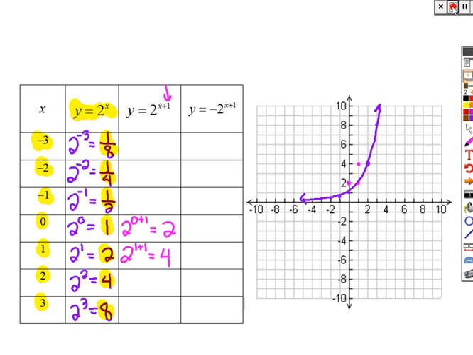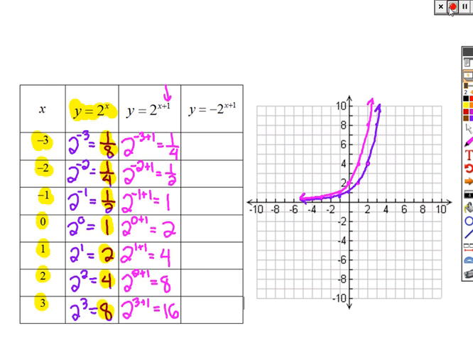Sorry, had to adjust my parent graph there. So if I have 1, I get out 4. That point from the parent graph moves 1 to the left. And you could fill out this table completely. And then you could see for certain that that parent graph is moving 1 to the left.